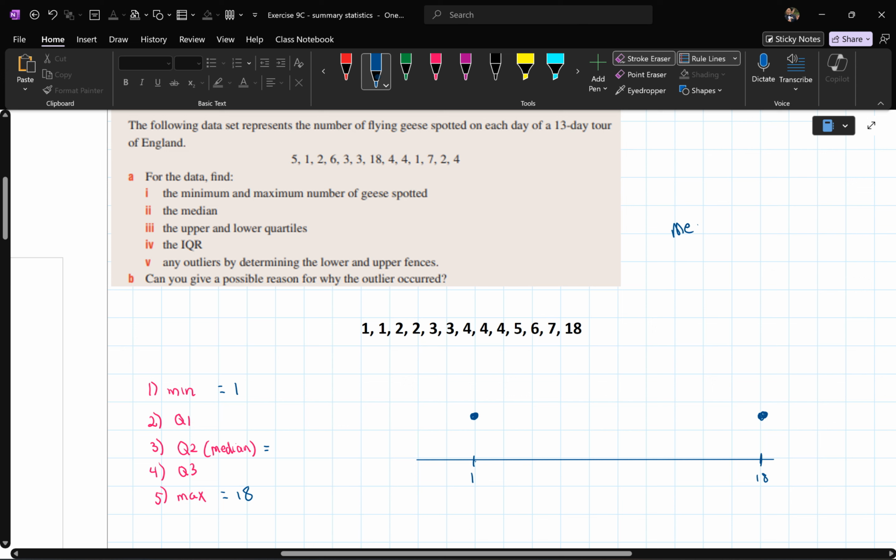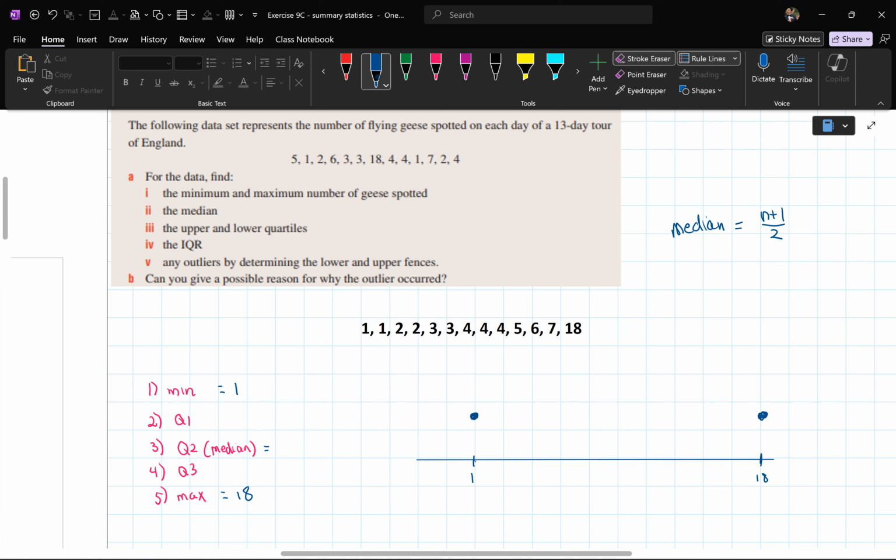So median, in your notes, there should be a row for median. It is n plus 1 divided by 2. It's just a quick way that we realized if you just add the number of numbers you have, you add 1, and then you halve it, that's where the middle should be. That's where it should be sitting.